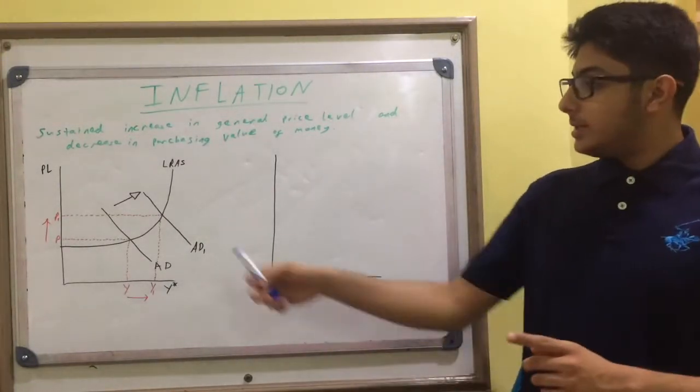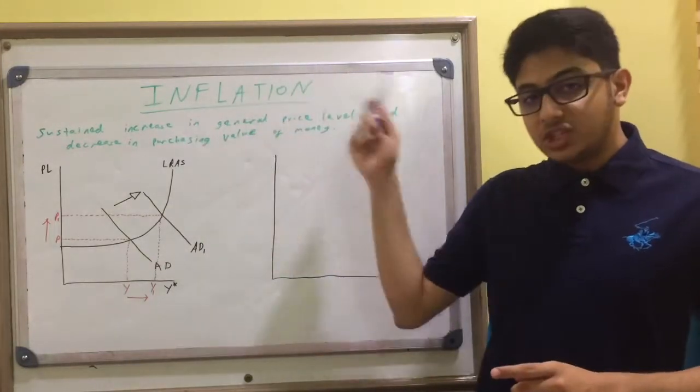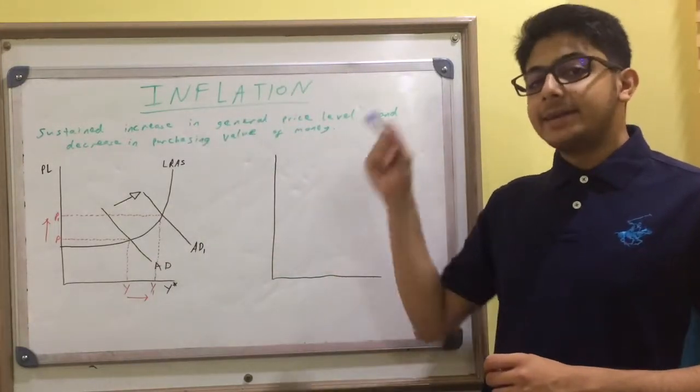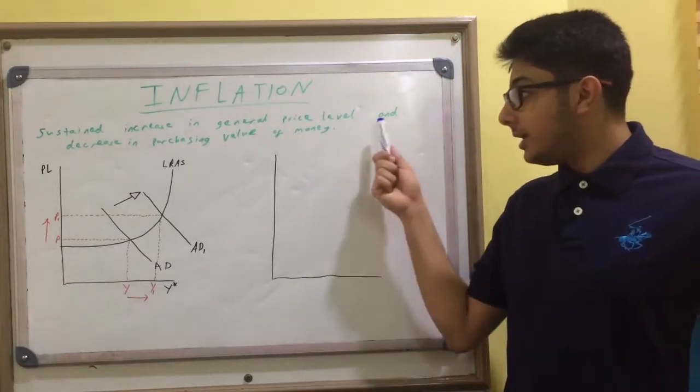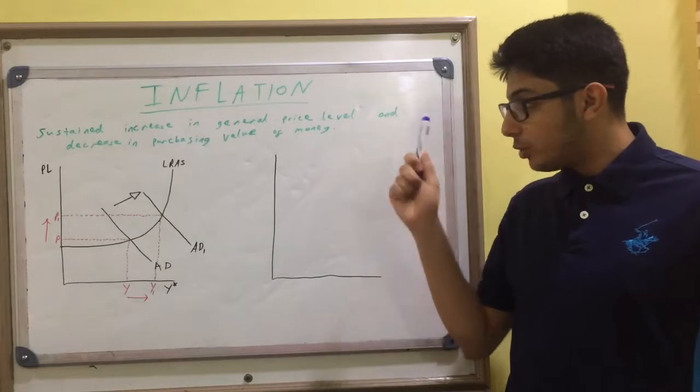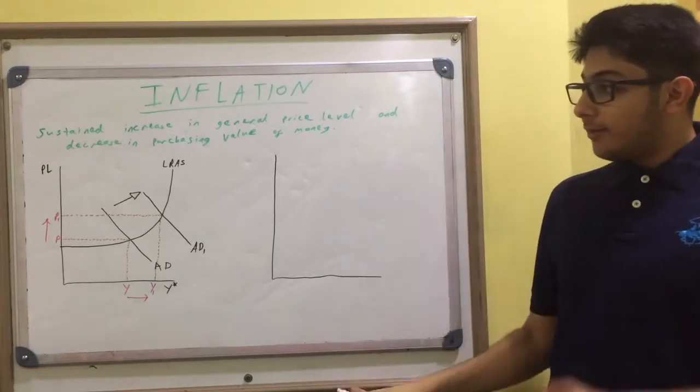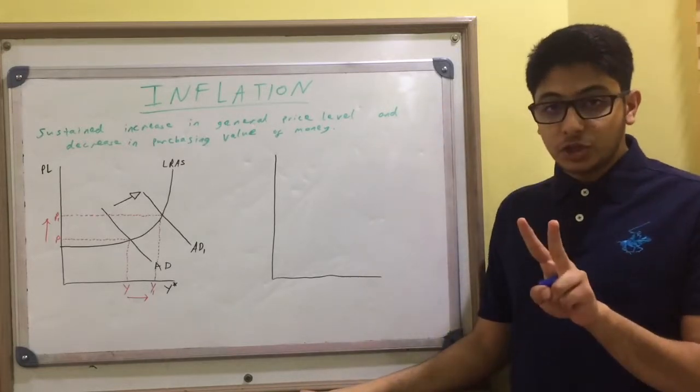Now, inflation is the sustained increase in the general price level and a decrease in the purchasing value of money. Definitions are key in economics, especially in multiple choice. We have two causes of inflation.